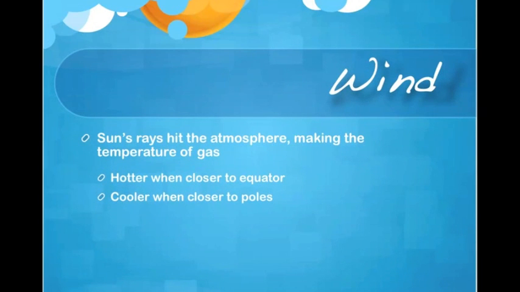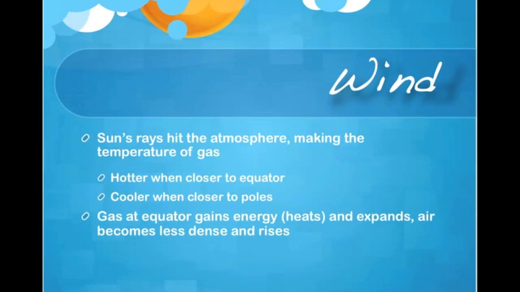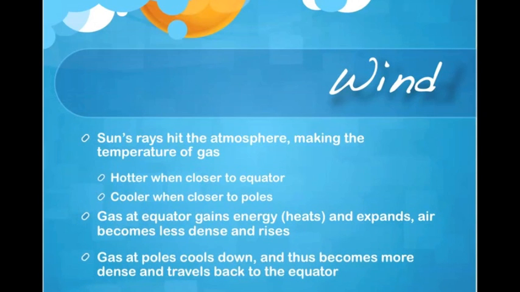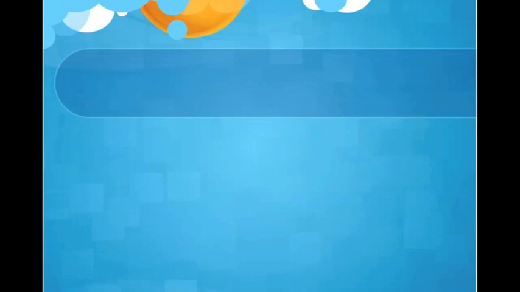The sun's rays make the temperature of gas in the atmosphere hot at the equator and cool at the poles. The gas at the equator expands because of the heat. The air becomes less dense and rises to the poles. The air then cools down at the poles, becoming denser, and travels back to the equator. This continuous cycle causes wind.